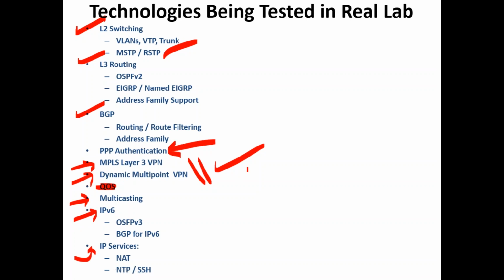So if you want to revise the technologies to prepare yourself for the real lab, well, this is the summary. This is a list of the topics that you must revise. And out of these topics, I would say this MPLS layer 3 VPN and dynamic multi-point VPN, well, this is very important. These are very important because, I guess, in every lab and in every T-shoot scenario, it is testing you over MPLS layer 3 VPNs and DMVPNs. So these are very, very important.